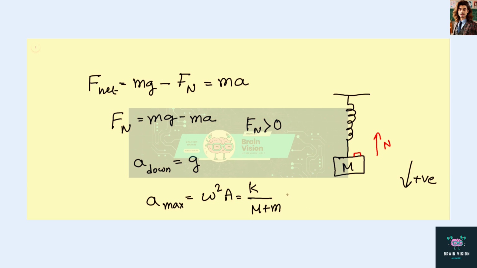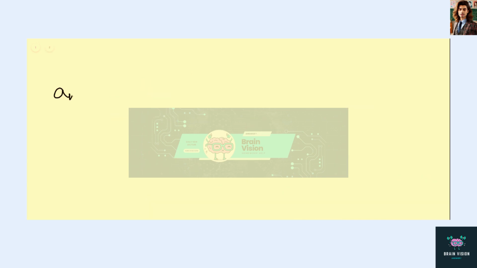Of course we have to multiply by A. From there we can write K by big M times A, since big M is much greater than small m. Now we can equate these two values for the acceleration, so a max is equal to K by big M times A, and that is equal to g. So A is equal to Mg over K.